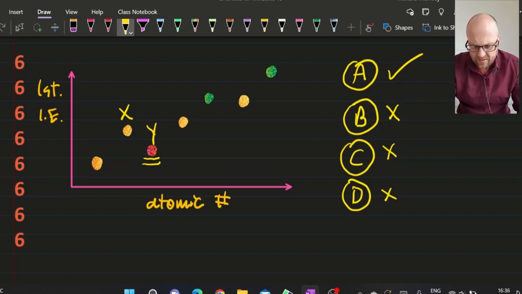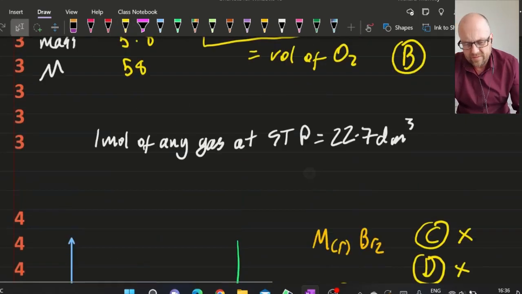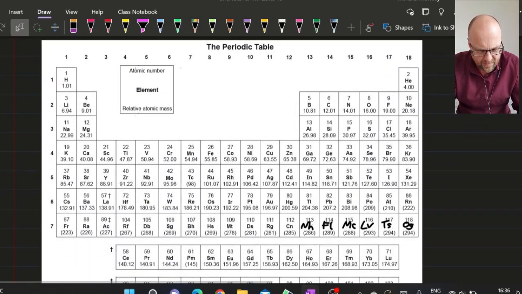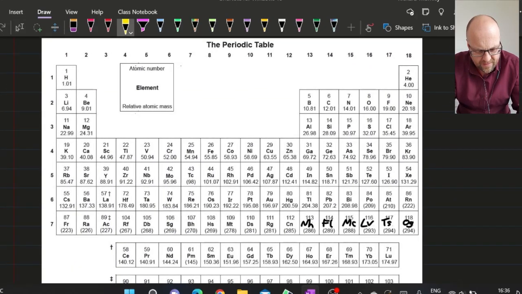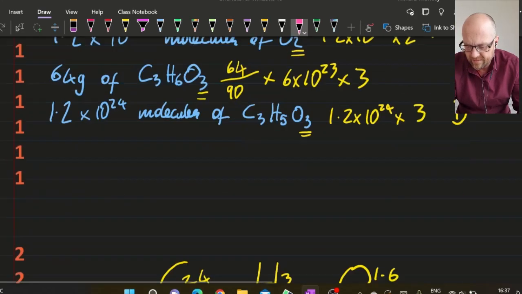Question 7, the easiest question. So let's go up to the periodic table. Argon's here, so it has 18 electrons. So Br minus would have 36 electrons because it's 35 plus 1. It's not that. Ca2+, yeah, that's the answer, isn't it? Ca2+, because it has lost 2 electrons and now it's only got 18. So 7 is B.